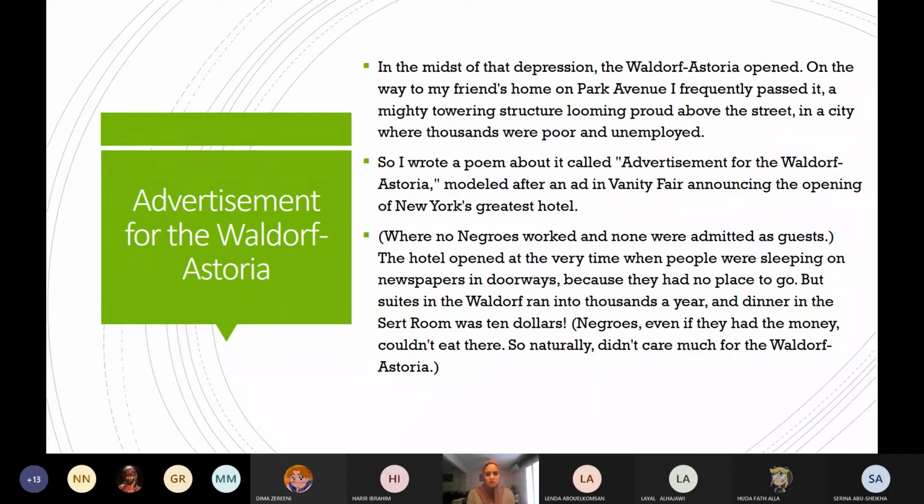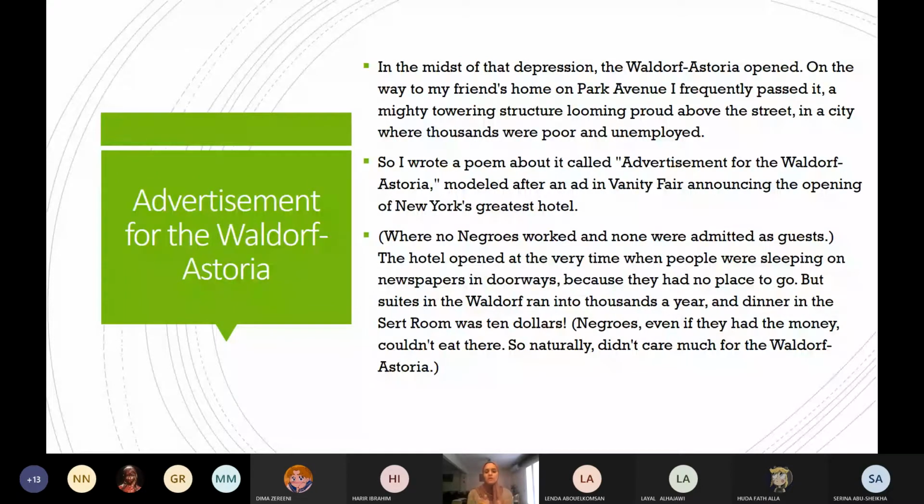This is the greatest hotel. So we're [no racial slur]... here the [racial slur], they call it the N-word because they don't like to say Negro. No [Black people] worked and none were admitted as guests. The Negroes in the streets didn't have work and they were not allowed to enter this hotel.